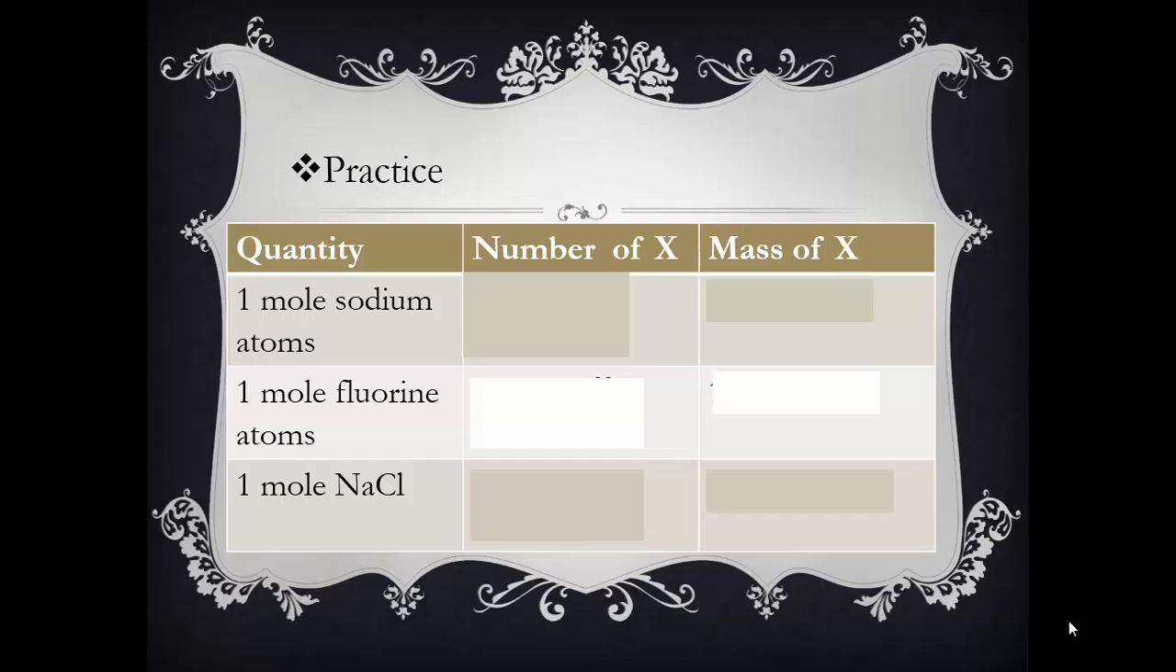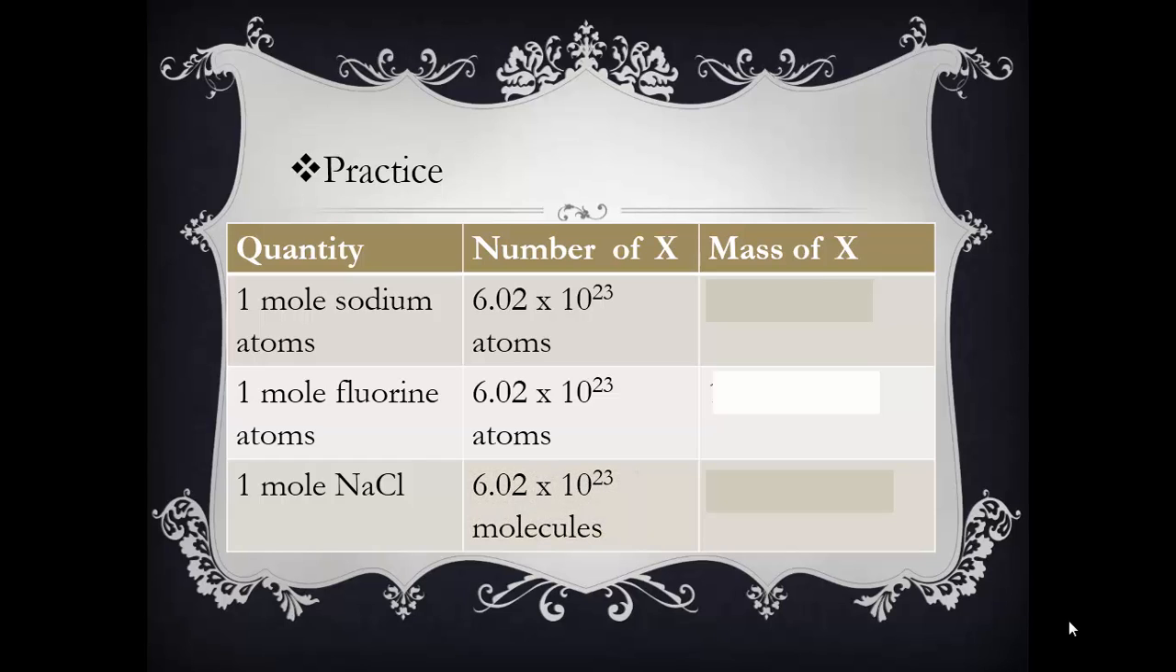More working with Avogadro's number. Here we got sodium atoms. Again, a mole of sodium atoms is 6.02 times 10 to the 23 atoms. A mole of fluorine, same thing, 6.02 times 10 to the 23 atoms. A mole of sodium chloride would be 6.02 times 10 to the 23 formula units. Notice the difference in units. It's still the same value, but we're working with different units.